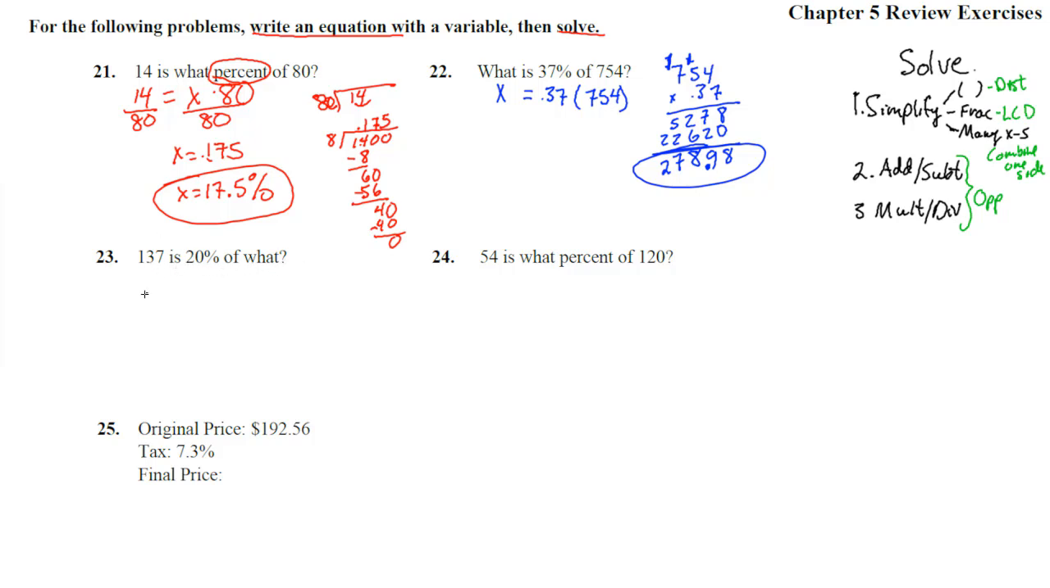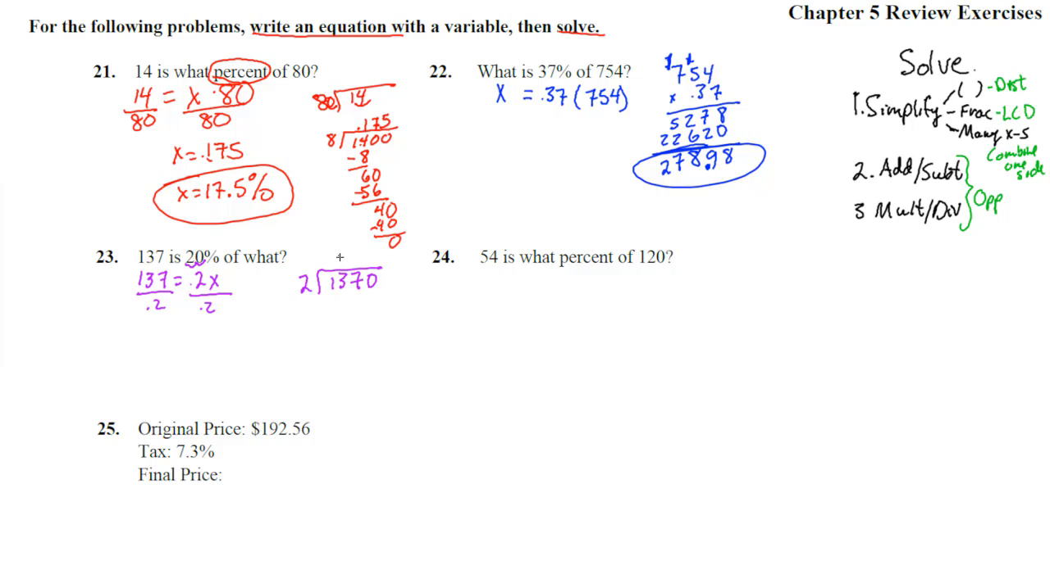137 is 20% of what? Let's write the equation. 137 is 20%, that's 0.2. Remember, we go 2 places. So 0.20 of what? So times x. We have an equation. Happy math land. Let's divide by 0.2. 137 divided by 0.2. Now, if we move the decimal once to the right, then that's just a 2, and a 0 there.